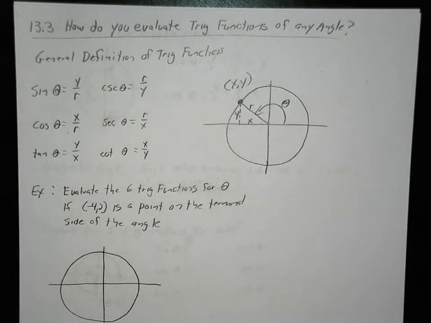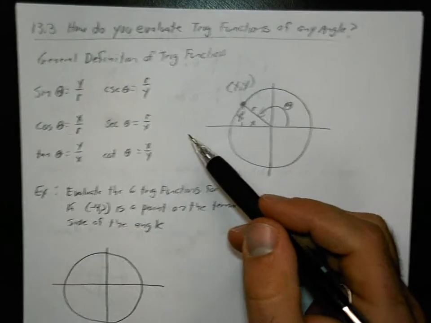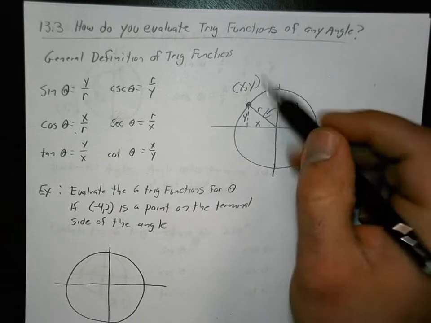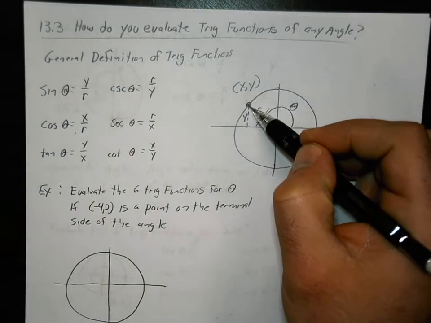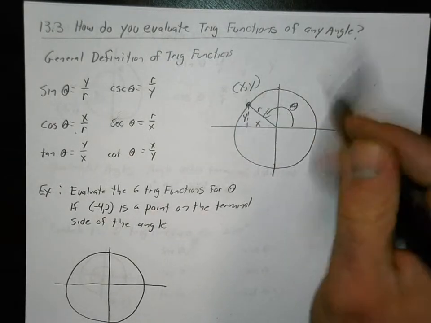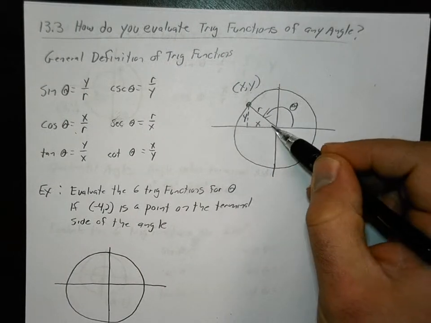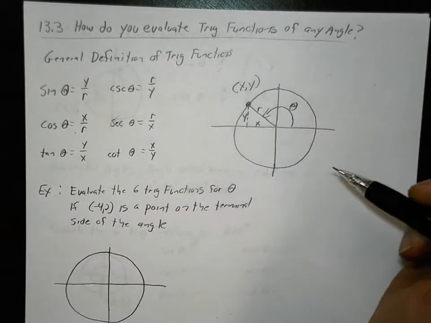Alright, today we're going to cover section 13.3 and we're going to learn how to evaluate trig functions of any angle. In your book, in the first part of this section on page 866, this is already written there, so it might be more clear there. But in general, I can find a coordinate anywhere and draw a circle through that coordinate and identify an angle theta and create a triangle inside of that circle.